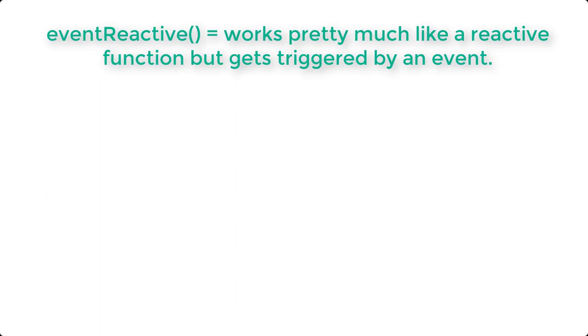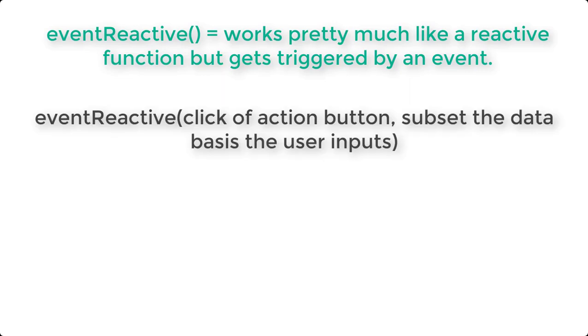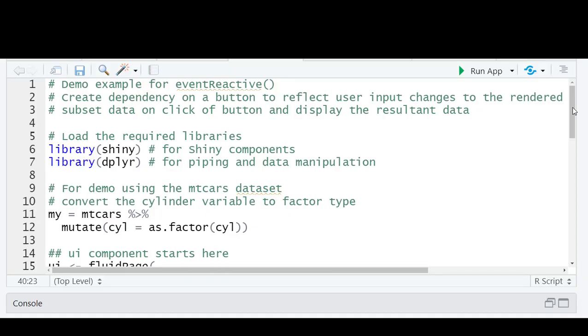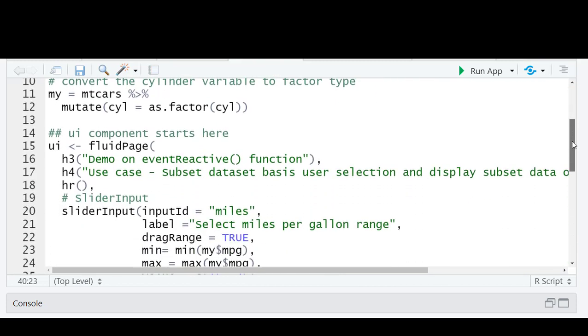Event reactive function works pretty much like a reactive function but gets triggered by an event. In the context of this use case, it would look like, say, event reactive on click of a button, which is nothing but the trigger, and then subset the data based on user inputs, and we can assign this to an object, say filter. Finally, the approach would be to use this filter object inside a render table to display the table. Let's get to RStudio for implementation.